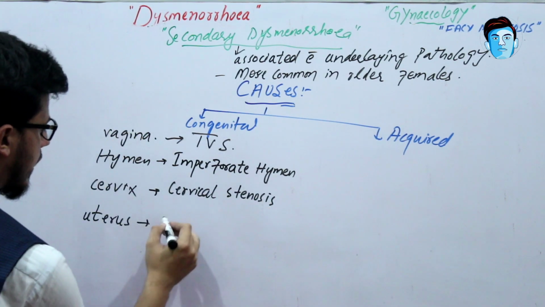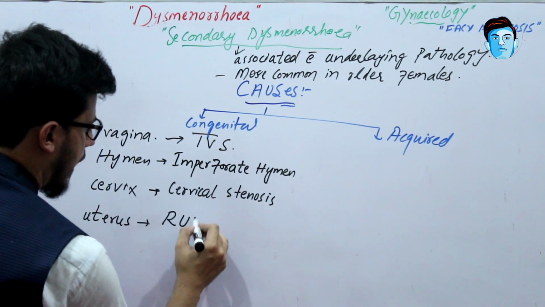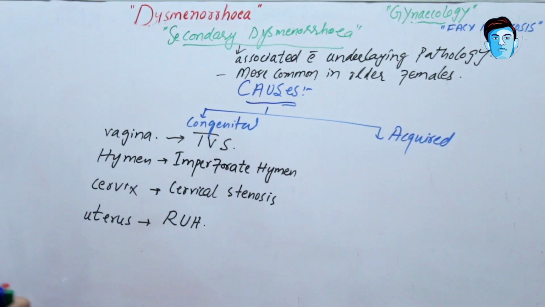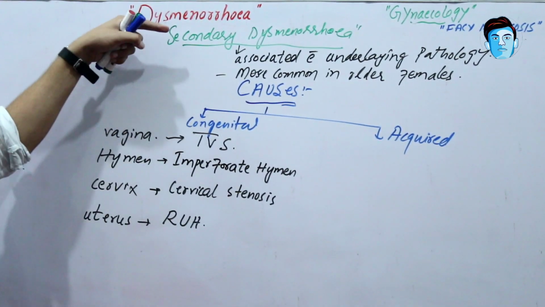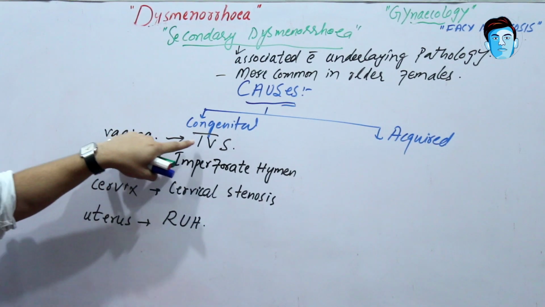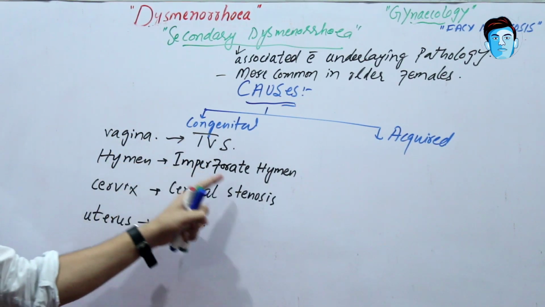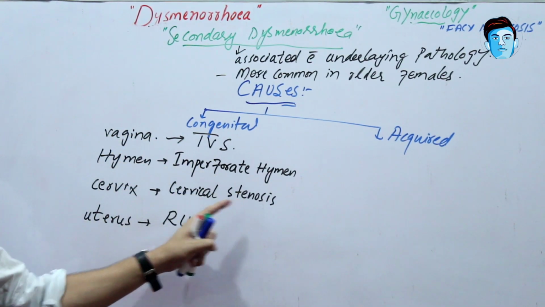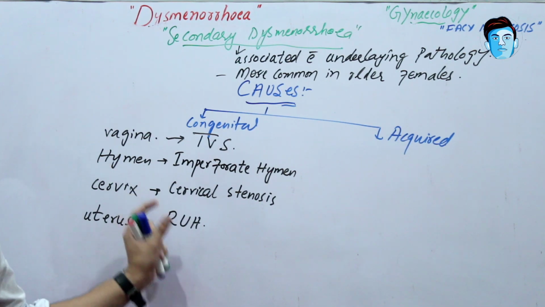And the uterus, there is a rudimentary uterine horn. So what are the congenital causes for the secondary dysmenorrhea? That is transvaginal septum, imperforate hymen, cervical stenosis, rudimentary uterine horn.